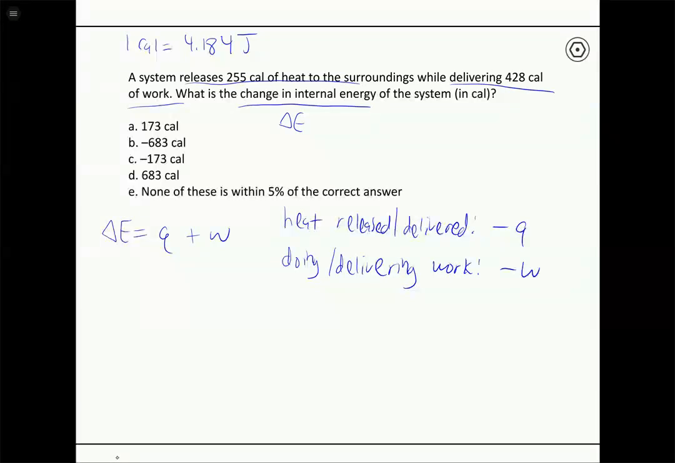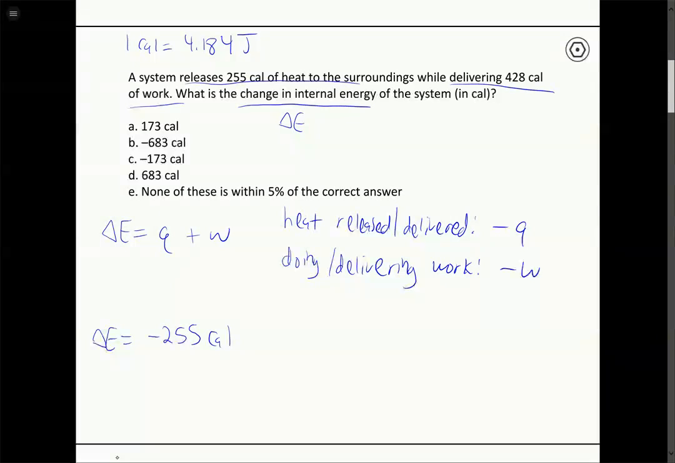So delta E is Q plus W. Both of them are going to go in as negative numbers. For the Q, it's going to be minus 255 calories. The heat is being released to the surroundings. The system is releasing that much heat. And then the W term is going to be negative 428, because the work is being done by the system. So when we add those two negative numbers together, we get minus 683 calories.